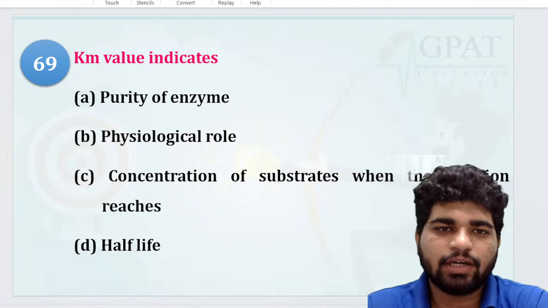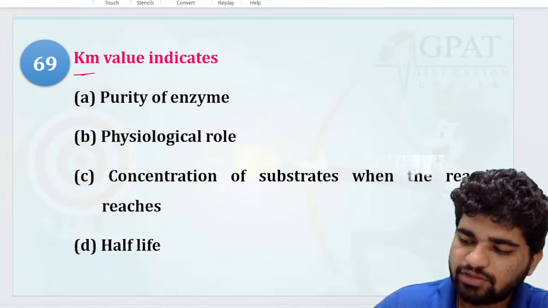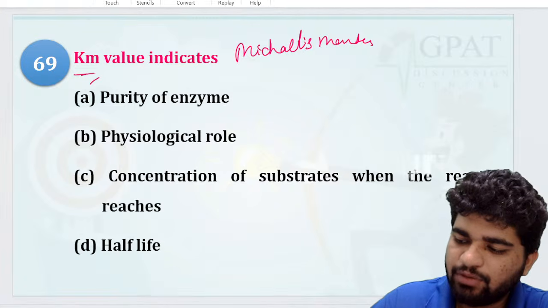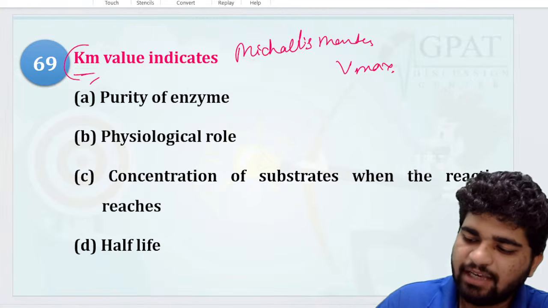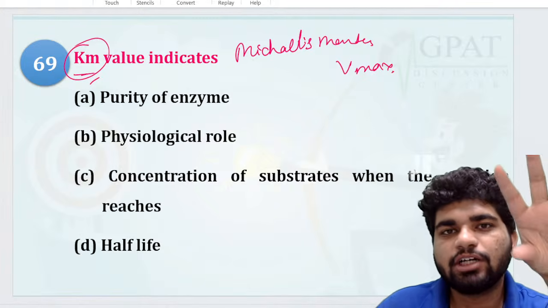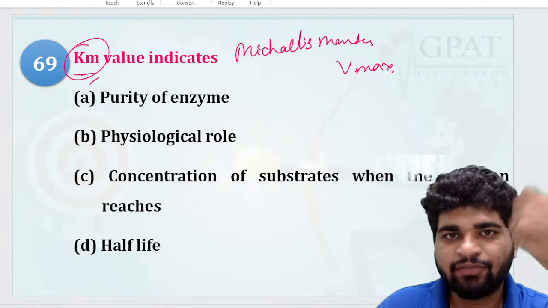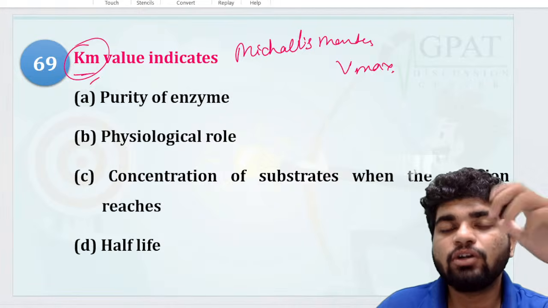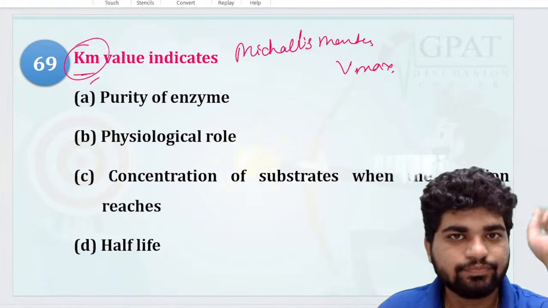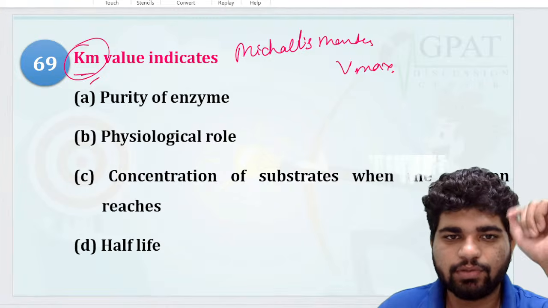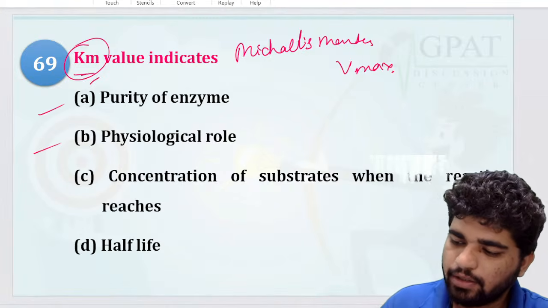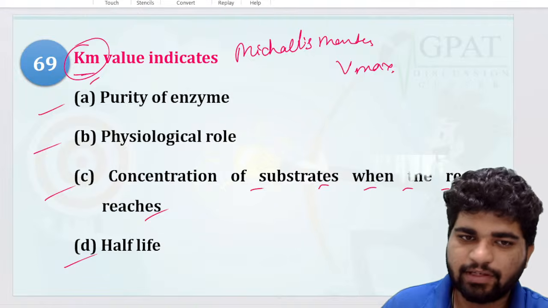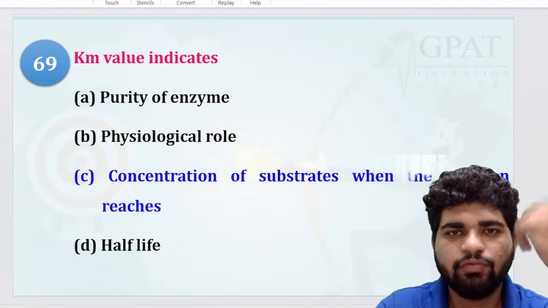Now, Km value indicates what? In the Michaelis-Menten equation, there is the Km value as well as Vmax. What is the Km value? Km is inversely proportional to the affinity of the substrate binding with the enzyme. Also, Km is the amount of substrate required to bind with the enzyme. So is it purity of enzyme, physiological role, concentration of substrate when the reaction reaches half, or half-life? That's your C, obviously concentration of substrate.